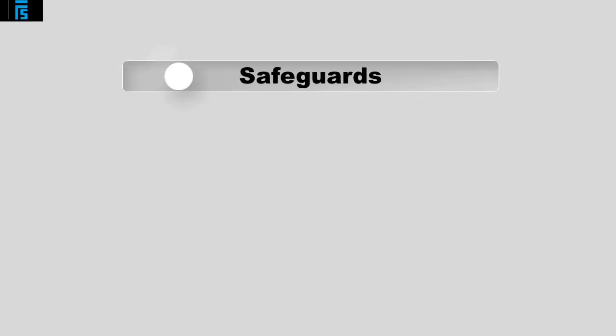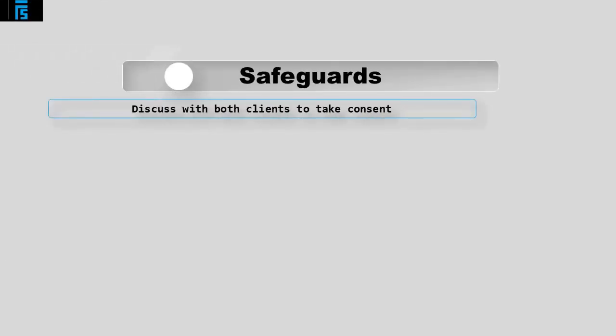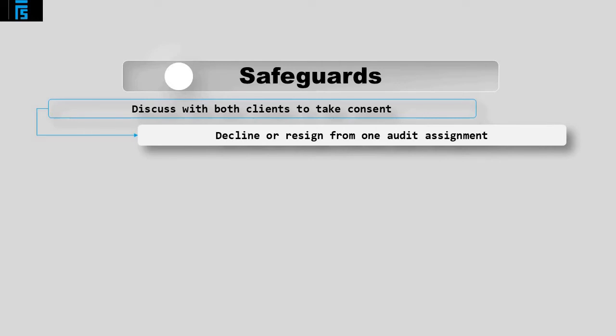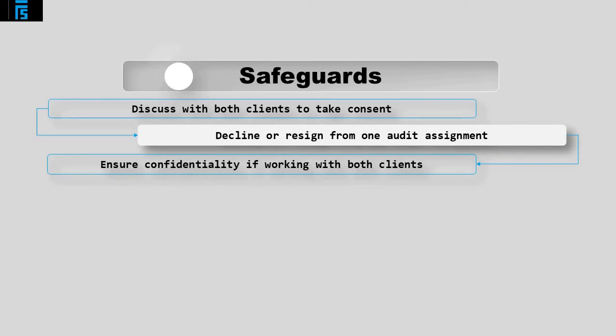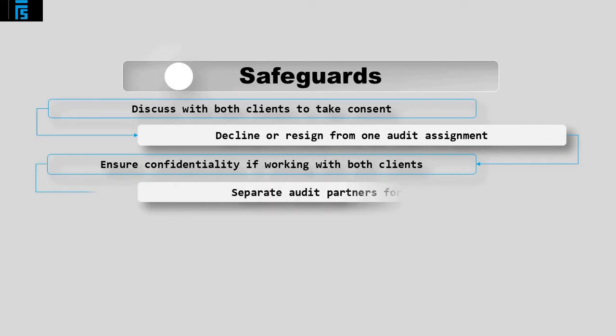The safeguards are as follows. The audit firm should discuss with both clients whether they are both happy to continue with the same audit firm. If it's a no, then they must decline the audit assignment or resign from one. If it is a yes, then they need to ensure confidentiality can be maintained.